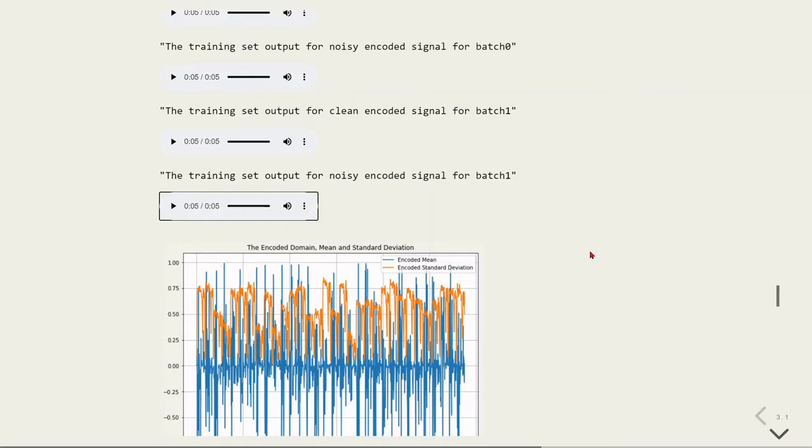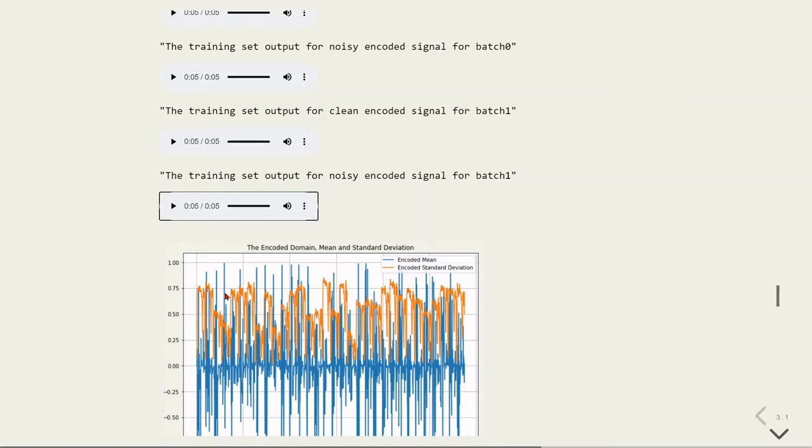We see that there is a lot of noise. We added noise, but we can still hear the original output. And we see that because we used the variational loss that penalizes, like we discussed before, it penalizes noise, for example.